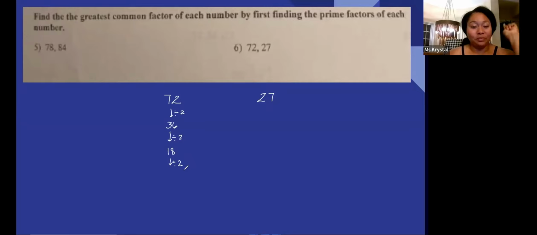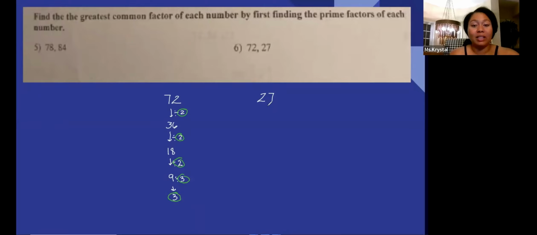Okay, so this one is going to be 2, 2, 2. And then we have a 9, and that's what I'm thinking is divisible by 3. And then 3 times 3 gives me 9, and then that one leaves 1. So our numbers right here, and I'm going to circle this for you, are going to be 2, 2, another 2, 3, and then, of course, the very last 3 at the bottom.